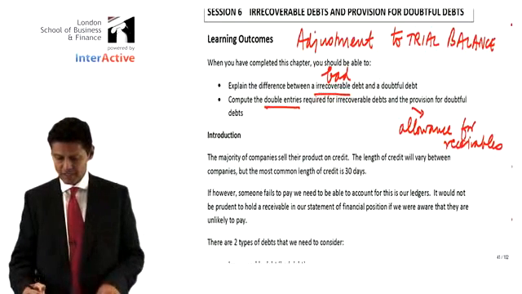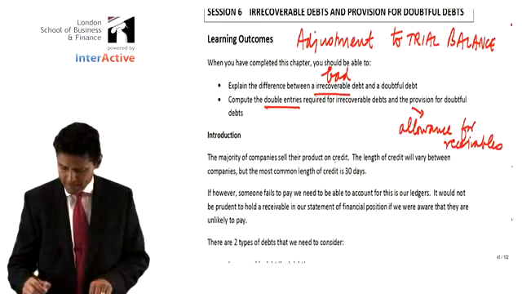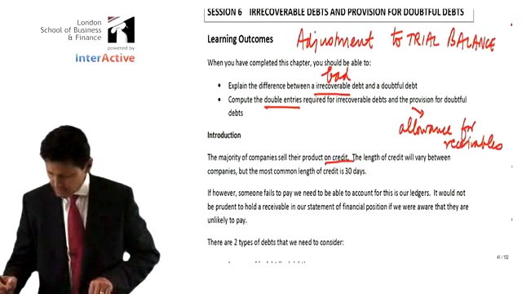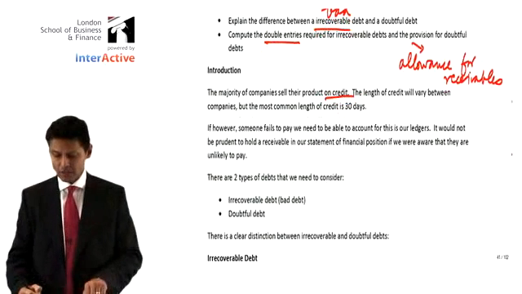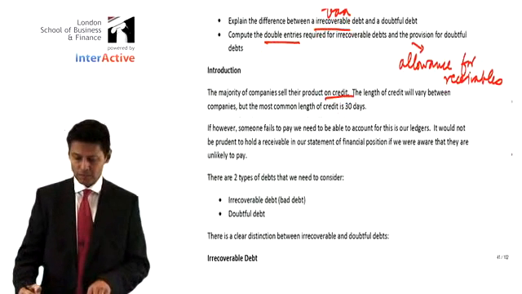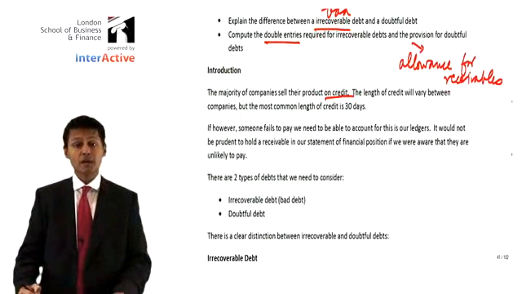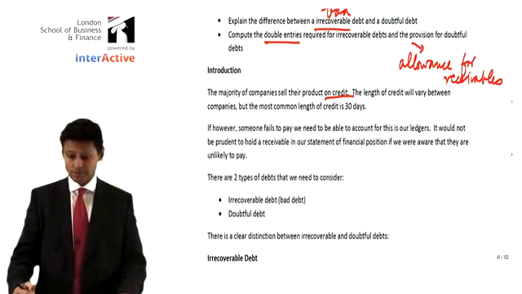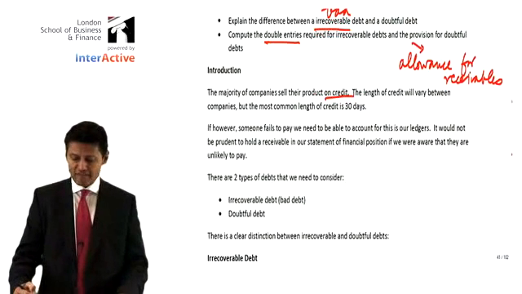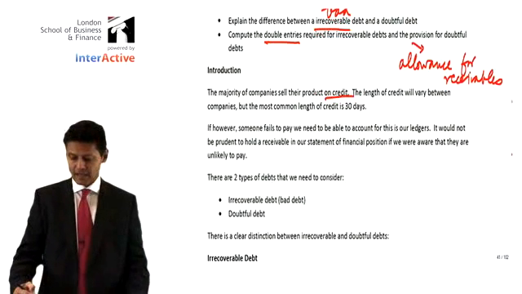Introduction. The majority of companies sell their products on credit. I'm going to underline on credit. The length of credit will vary between companies, but the most common length is about 30 days. But there's nothing rigid about that. It depends on the company's trading position. If, however, someone fails to pay, we need to be able to account for this in our ledgers.